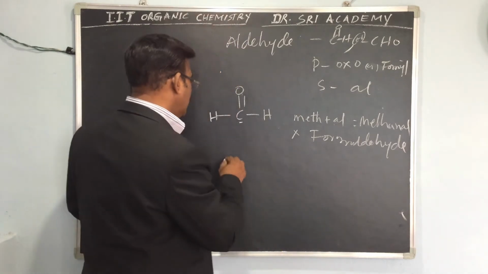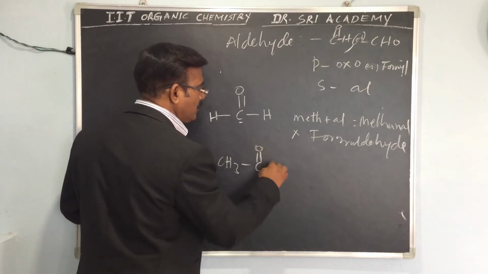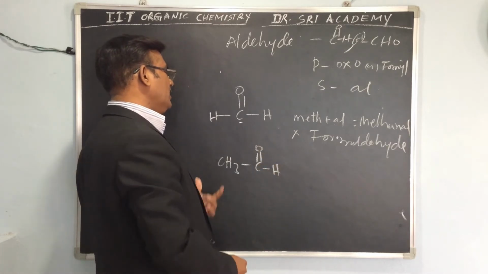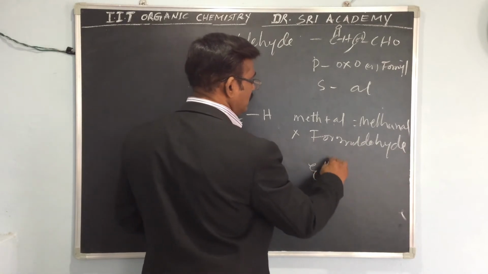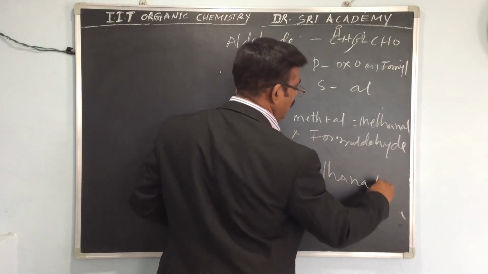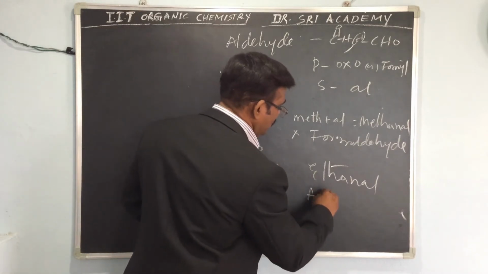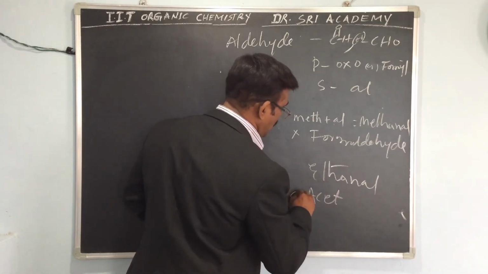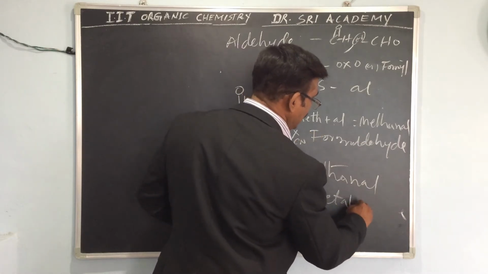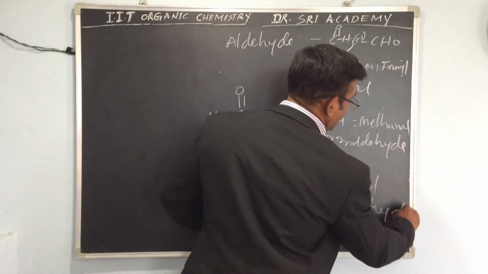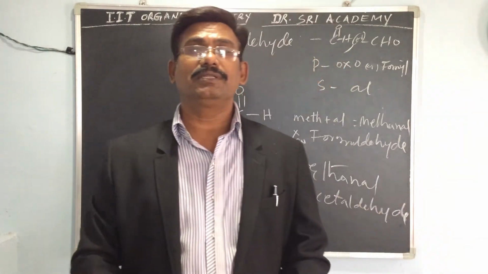One more example is CH3CHO. These two carbons are there, so eth plus al, ethanal, or acetaldehyde. This is the common name. The common name is acetaldehyde.